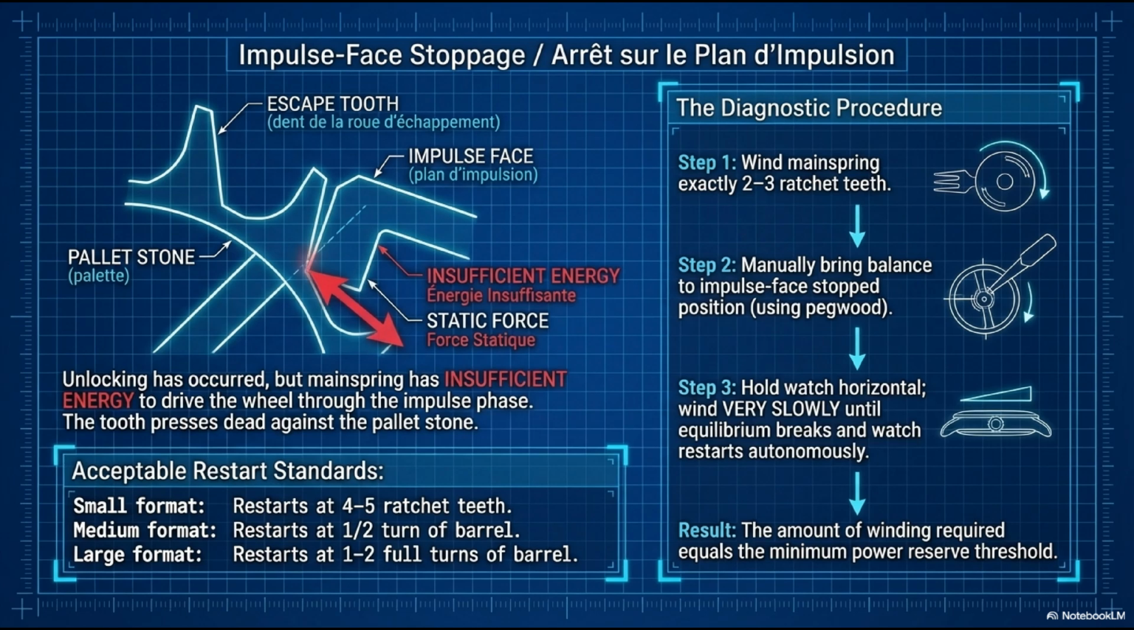That count is the minimum power reserve threshold. Acceptable restart standards: small format within 4 to 5 ratchet teeth, medium format within half a barrel turn, large format within 1 to 2 full barrel turns. If the watch requires more winding than these standards, the escapement efficiency is too low. Probable causes: worn pallet stones, incorrect drop angles, degraded or contaminated lubrication.